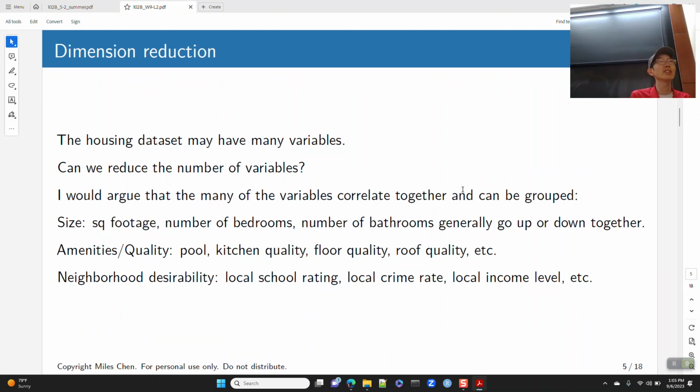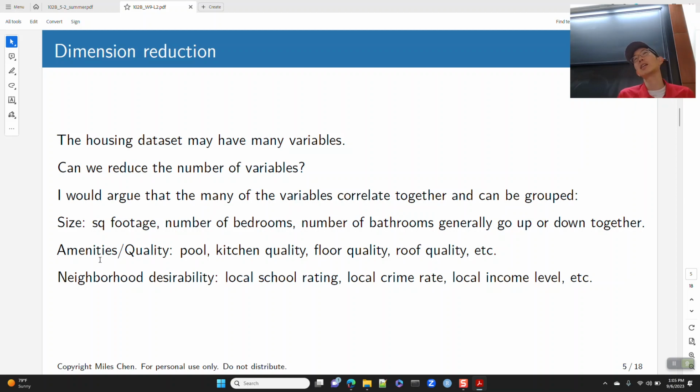So rather than having to look at every single individual thing, like how many bathrooms and how many bedrooms and how many square feet it is, the median income of the neighborhood, the crime rate of the neighborhood, the local school rating, you can boil it down. Size, I give it a rating from 0 to 5 stars. Amenities or the quality, the niceness, a rating from 0 to 5 stars. Neighborhood desirability, a rating from 0 to 5 stars.